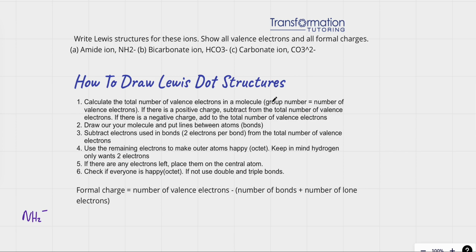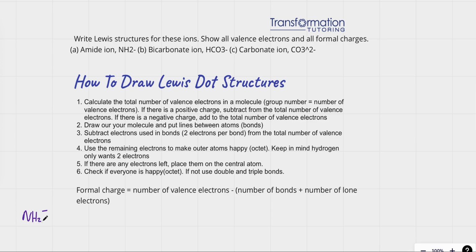So for example, if an element is in group 1, it will have 1 valence electron. If it's in group 2, 2 valence electrons, and so forth. Also, it's important to know that if there is a charge, then we have to include that in our total number of valence electrons calculation. If there is a positive charge, we subtract from the total number of valence electrons. For example, if there is +1, we subtract 1. If there is +2, we subtract 2. Electrons were lost. If there is a negative charge, then we add to the total number of valence electrons.